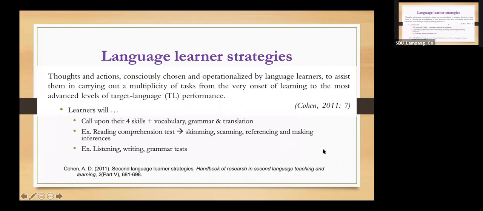They call upon their four skills: listening, reading, speaking, and writing, in combination with vocabulary, grammar, and translation in terms of EFL learners. For example, when they do the reading comprehension test, they will draw upon skimming, scanning, referencing, making inference, and everything that they have learned in the class. This is the knowledge that they acquire, or at least learn, from the class. And you can imagine how much work they have to do for the listening test, writing test, and grammatical tests. This is the first strategy that learners use.